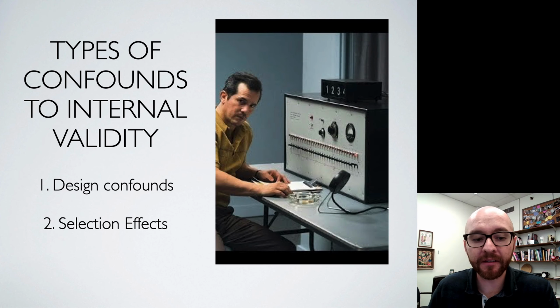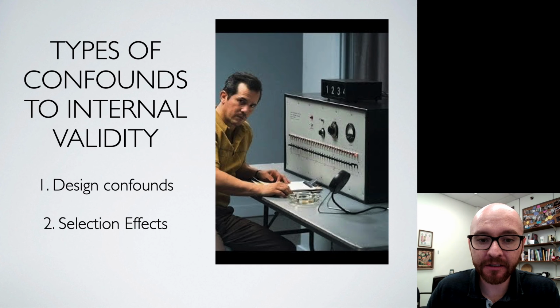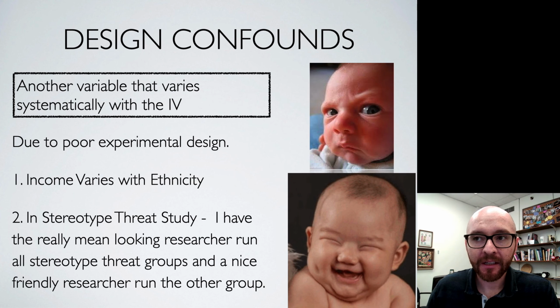So let's go a bit into specific types of challenges, confounds to internal validity, specifically design confounds and selection effects. So a design confound is an issue with a method that throws into question your internal validity. So here I have written down due to poor experimental design. So for example, if I made this claim, so let's look actually at that second example. I make a claim about stereotype threat.